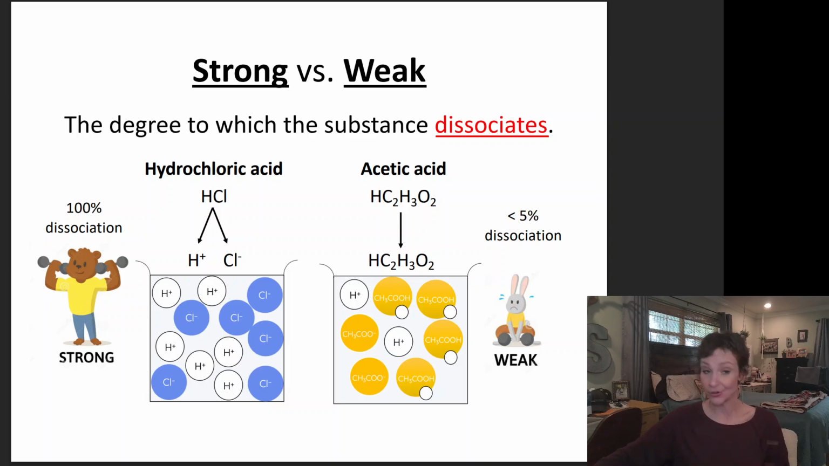Okay, so strong versus weak. That distinguishing factor that makes you strong versus weak is the degree to which the substance dissociates. Hydrochloric acid is one of my strong guys, right, you guys? So he will 100% of the time dissociate as ions, all of them broken apart. Yes, he's my strong hydrochloric acid. My acetic acid, only a few of him break apart into the hydrogen and acetate ions. So he has less than 5% dissociation, so he's weak. That's the difference between strong versus weak. It's just how much you dissociate.